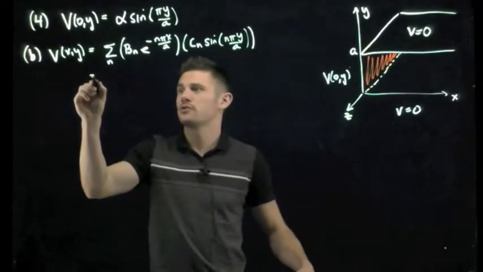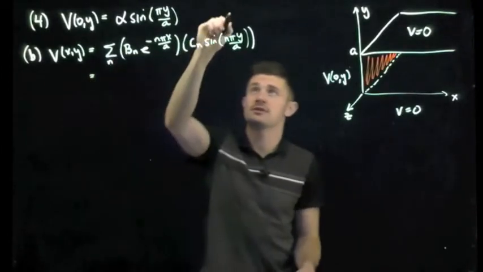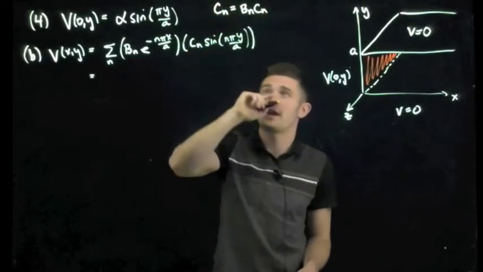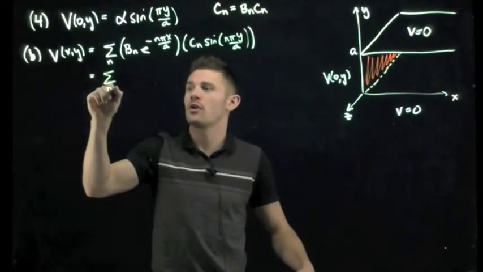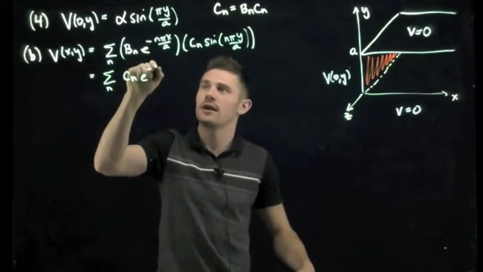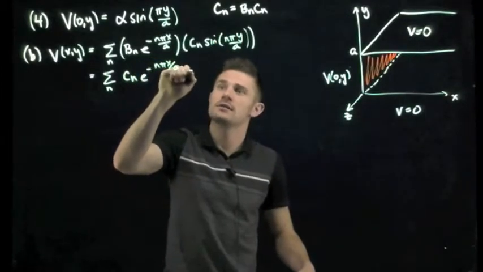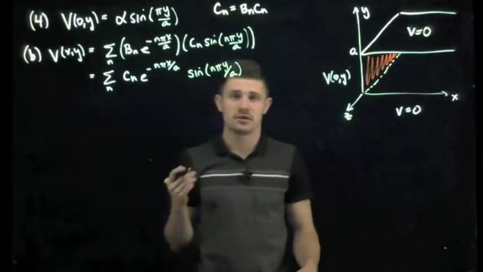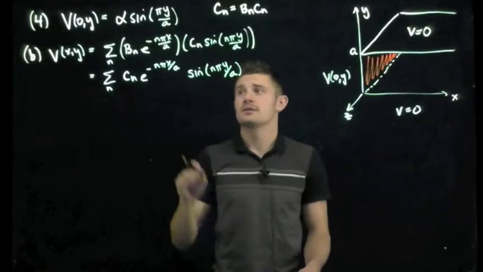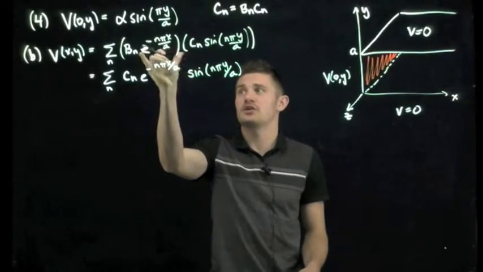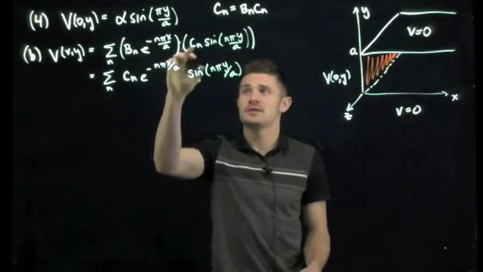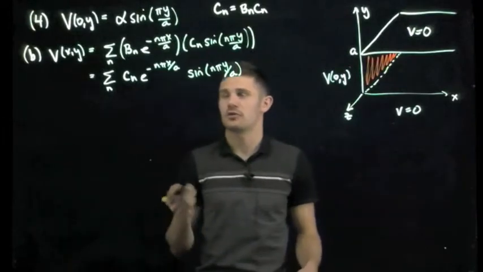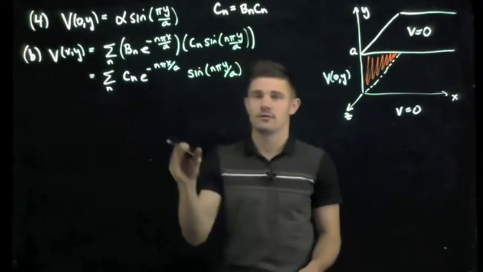Right away, I'm going to group together our bn, cn coefficients. So I'm going to call a new coefficient cn equal to bn times cn from what we had before, so that we now have the sum over all n of cn e to the negative n pi x over a, sine of n pi y over a. We can do this because they're just coefficients that depend on the value of n. Every multiplication for every value of n of b times c is going to give us this new coefficient. We'll just call it cn, because c is the general coefficient name that we like to give for these kinds of problems.